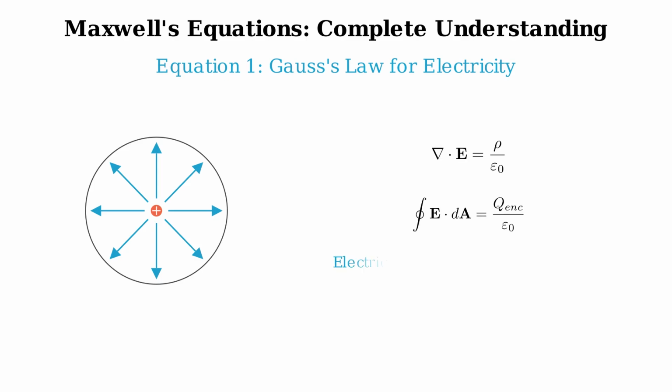In integral form, the total electric flux through a closed surface equals the enclosed charge divided by epsilon 0. If a closed surface contains net positive charge, more electric field leaves than enters. If it contains no net charge, the net electric flux is 0. This equation connects charge distribution to electric field.